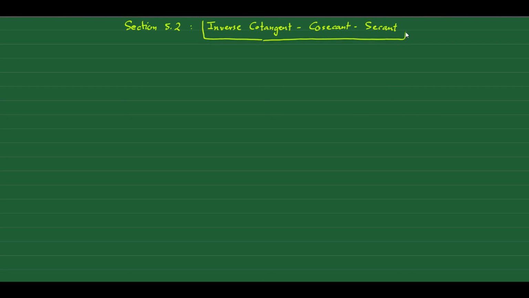So I'm going to put here section 5.2, inverse cotangent, cosecant and secant. Alright, so on the first part, let's talk about inverse cotangent.